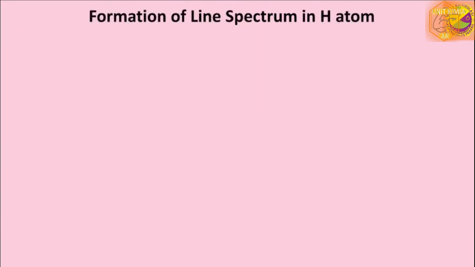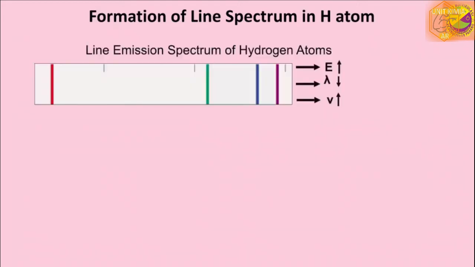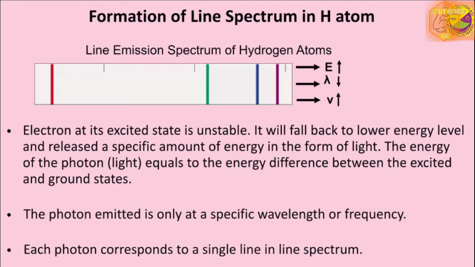Formation of line spectrum in hydrogen atom. Do you recall the four Bohr's atomic postulates? The fourth postulate is that an electron at its excited state is unstable. It will fall back to a lower energy level and release a specific amount of energy in the form of light. The energy of the photon equals the energy difference between the excited and ground states. The photon emitted is only at a specific wavelength or frequency. Each photon corresponds to a single line in the line spectrum.